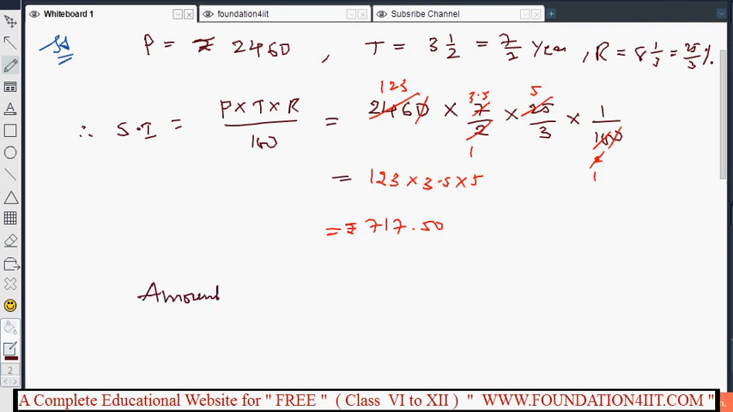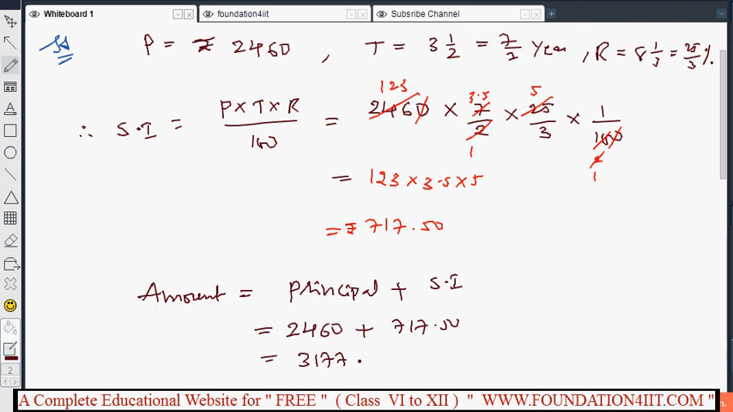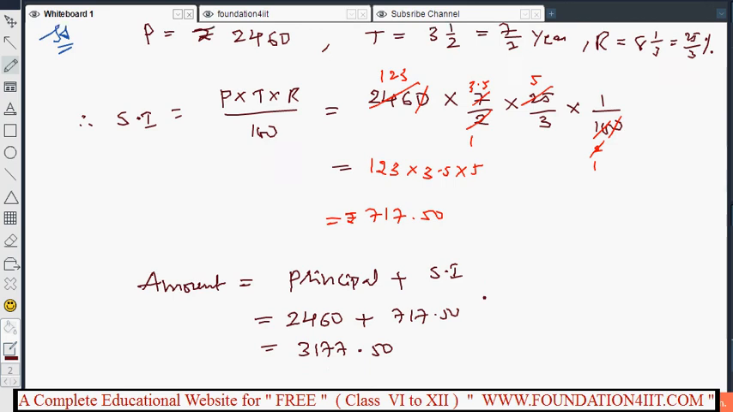So the amount is equal to principal plus simple interest. Now principal is 2460 plus simple interest is 717.50. By adding these two, we get rupees 3177.50 paisa. So this is the way we can find out the amount when the time is directly given in years.